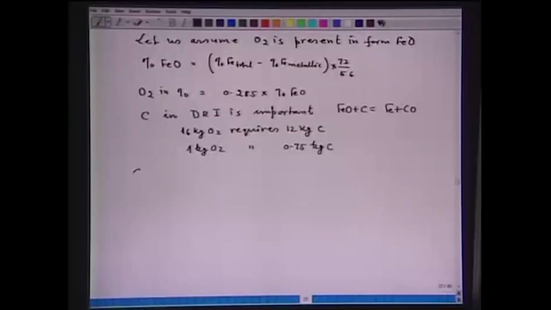That is one case. Now, if carbon content in DRI is more than the stoichiometric amount, greater than the stoichiometric amount, what does this mean? There will be extra carbon left in DRI.